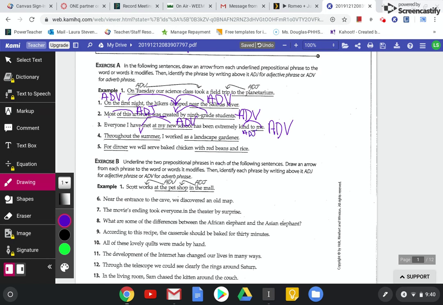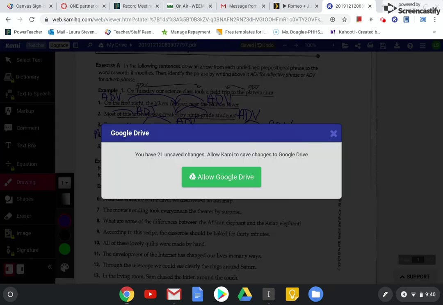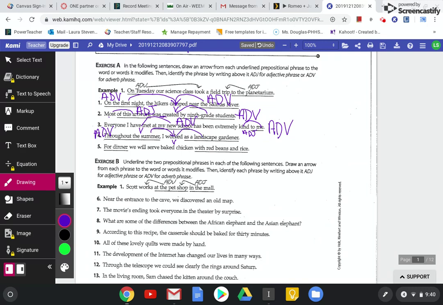Okay, next one. Throughout the summer, what did you do? You worked, right? That's showing time. So here we got adverb phrase. As a landscape gardener, what did you do? You worked. So both of these are adverb phrases.